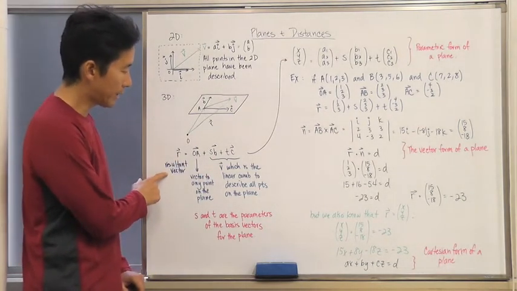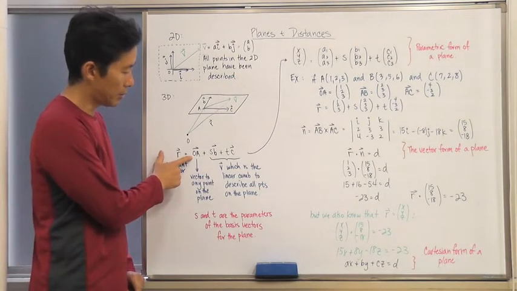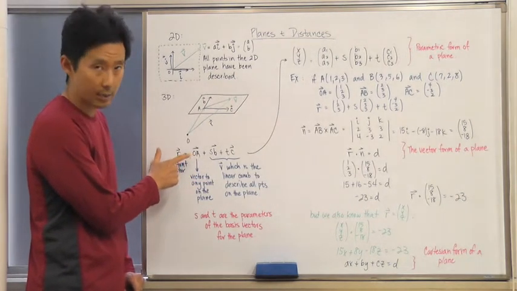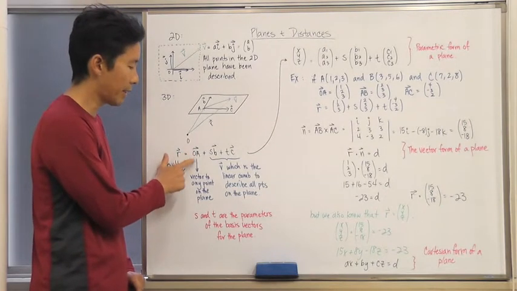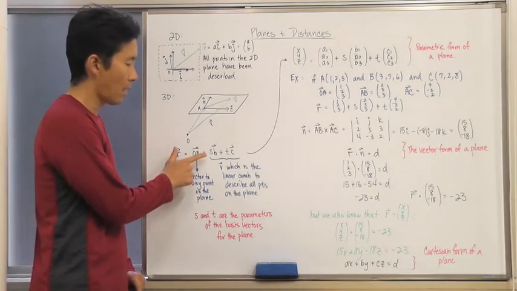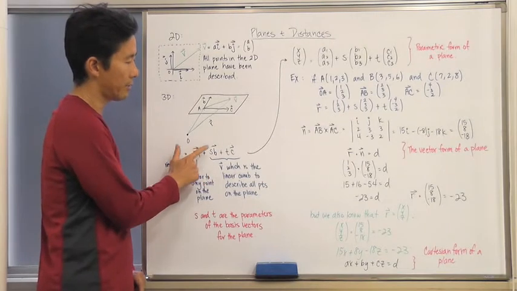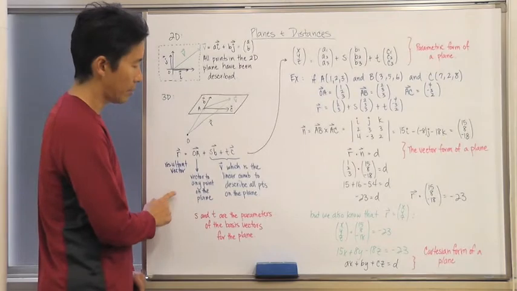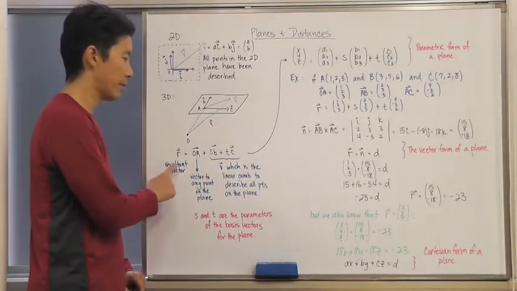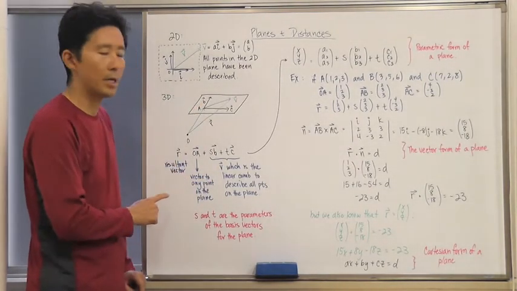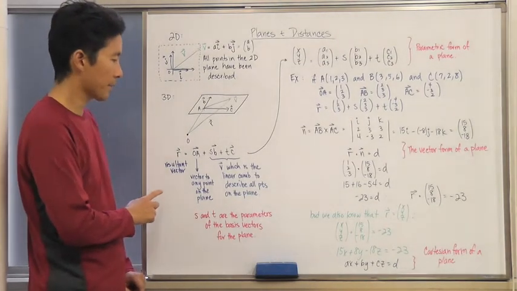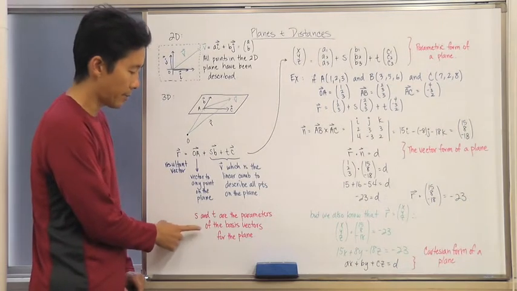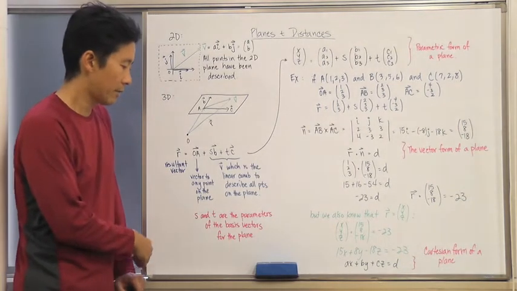The resultant vector is equal to OA, where A is any point on the plane. We call that the position vector. Plus the linear combination of vectors that are already in the plane, b and c. This gives us an accurate representation of any plane. Notice that s and t are the parameters of the basis vectors for the plane.